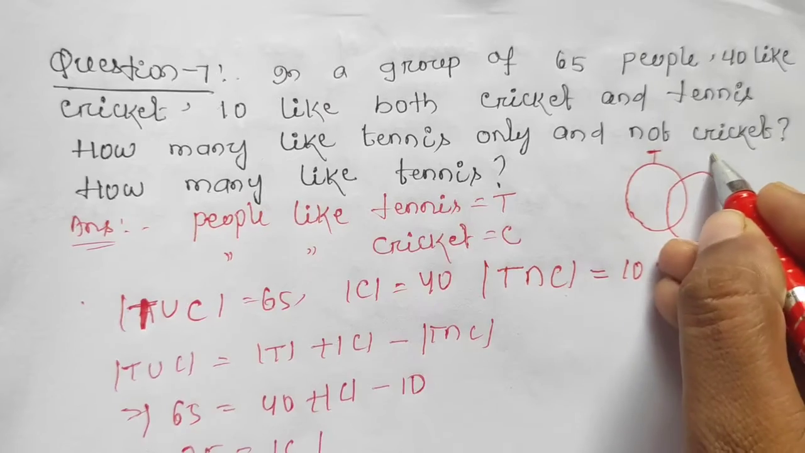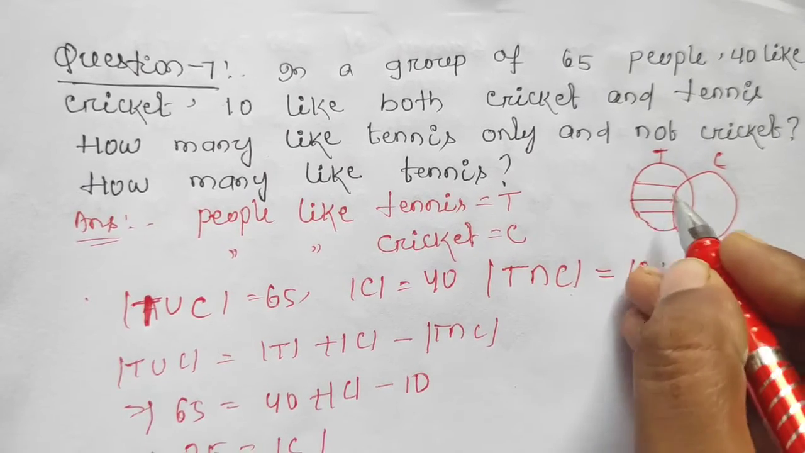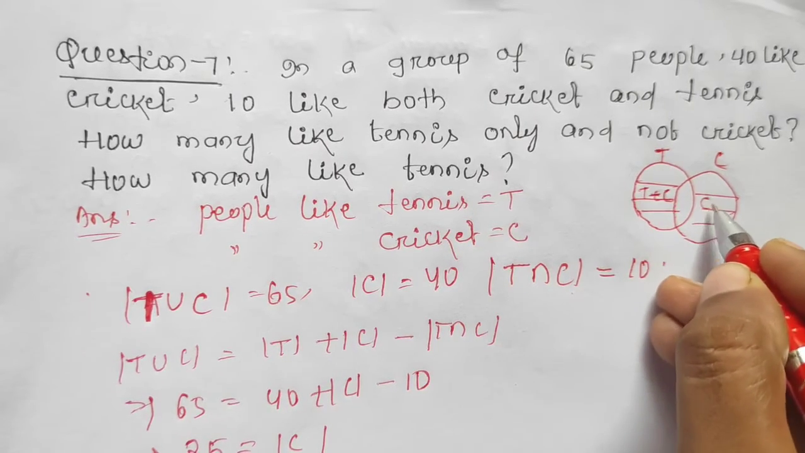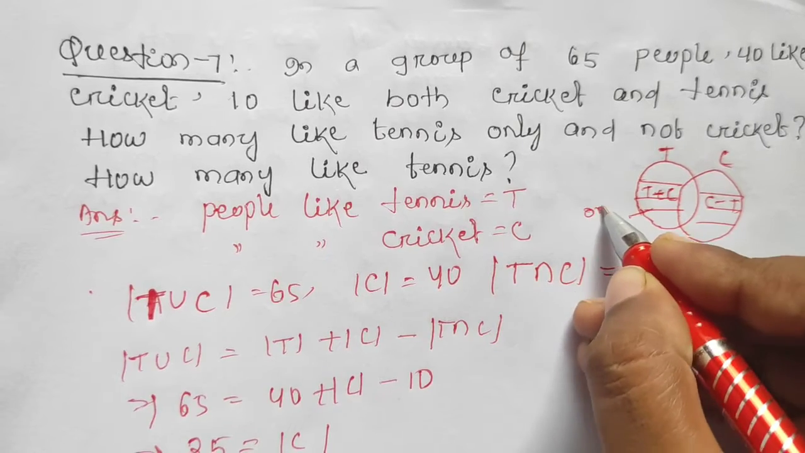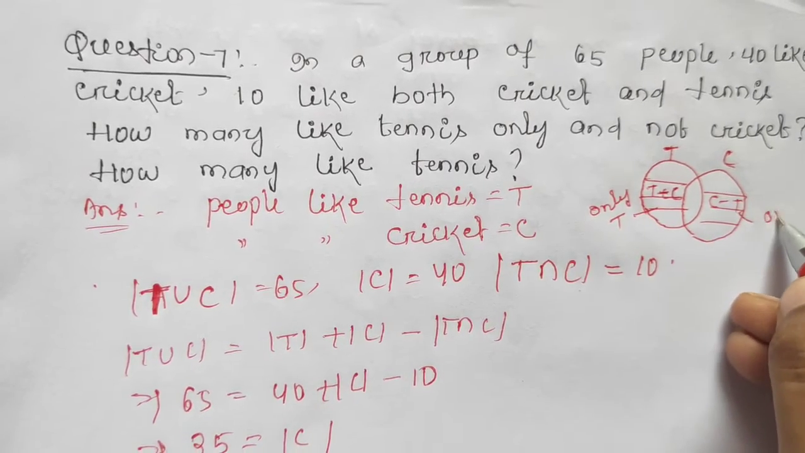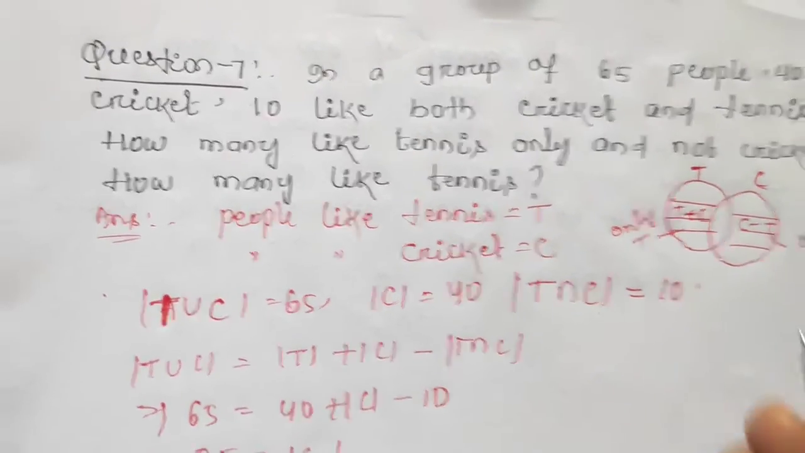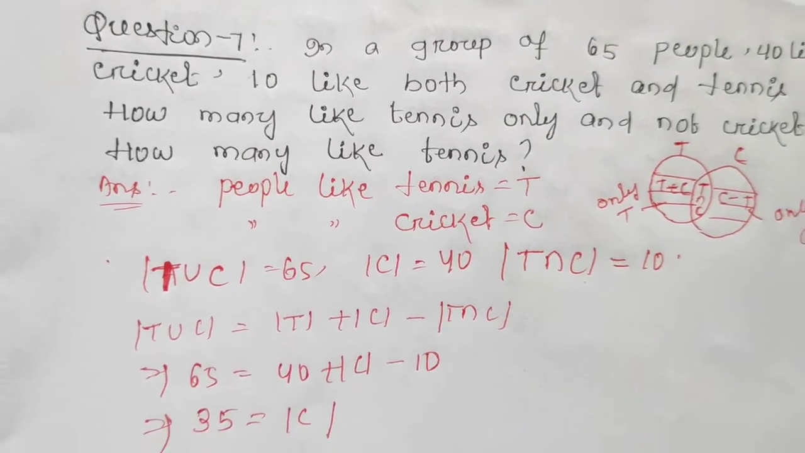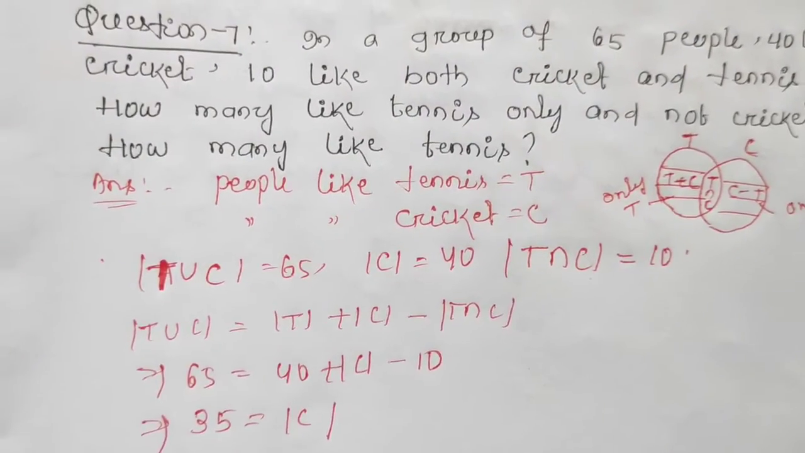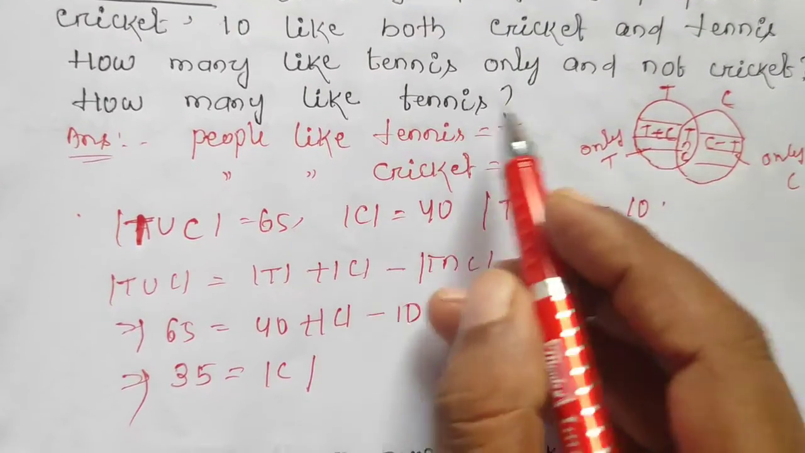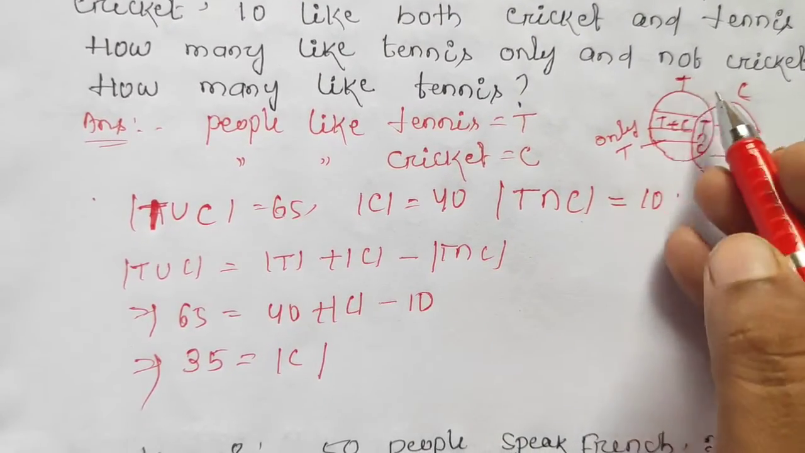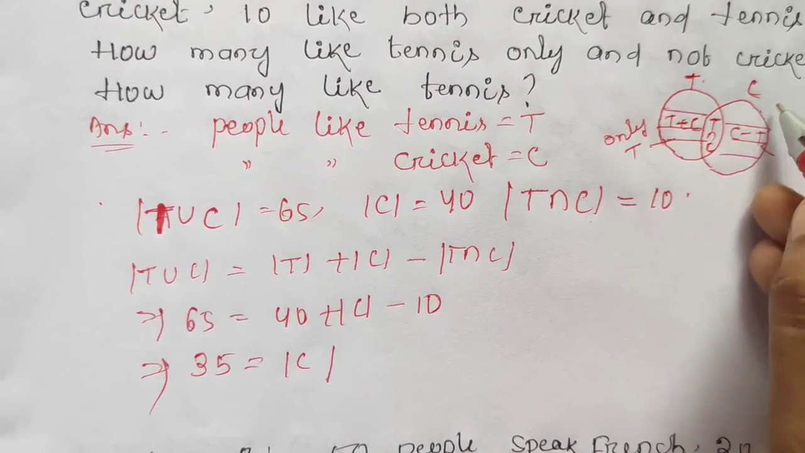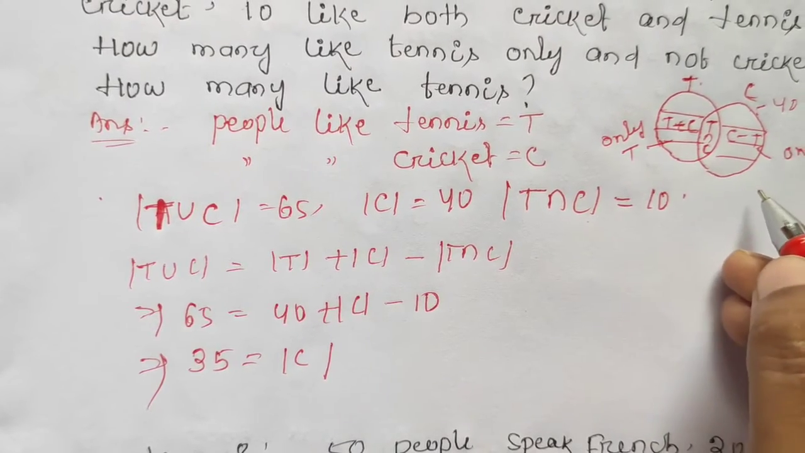If it is T, if it is C, the only tennis is T minus C, the difference of T and C, and C minus T is only cricket. Only tennis, only cricket. T intersection C. It is given that T the mod is equal to 35, T union C is equal to 65, C the mod is equal to 40, total 65.